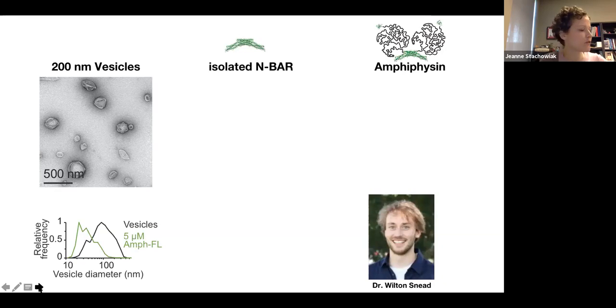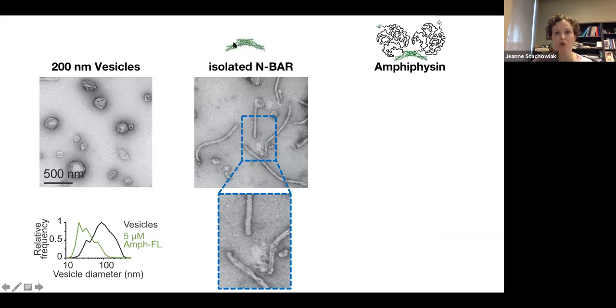So this was the work of a graduate student, Wilton Sneed, who actually recently moved on to Amy Gladfelter's group, if you know her. So Wilton started looking at this, and at first he just did some very basic negative stained EM. So this is what vesicles look like in a negative stained EM. They look like these crushed cans on a grid. And then if you add the bar domain only of amphiphysin, before you put them on the grid, you'll see these long straight-sided tubules.